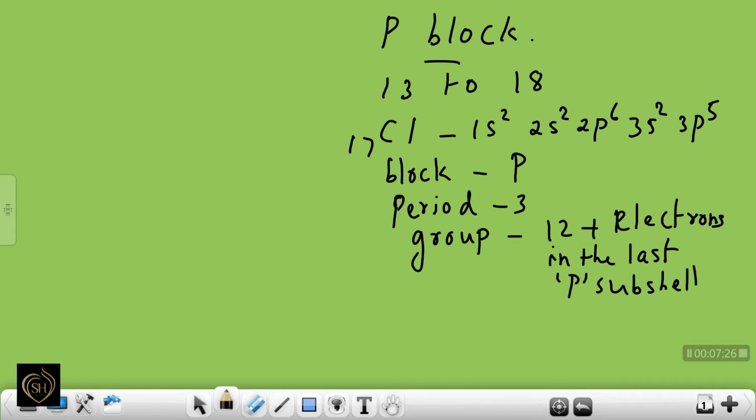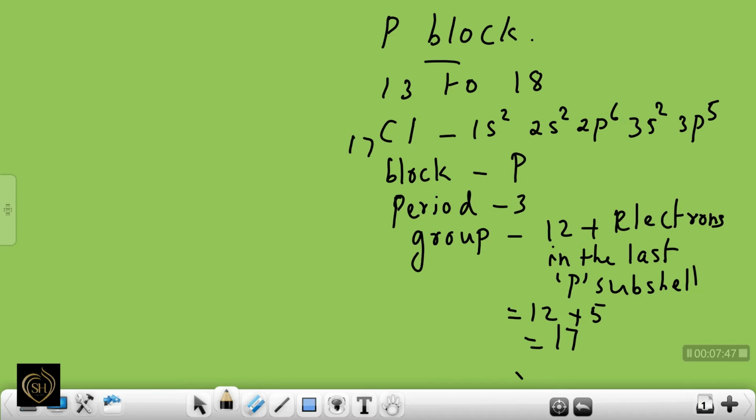So learn this formula by heart. How to find out the group number of P block? 12 plus electrons in the last P subshell. 12 plus electrons in the last P subshell is 5. So the group number is 17.